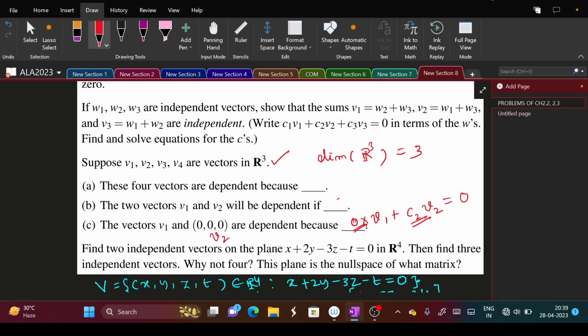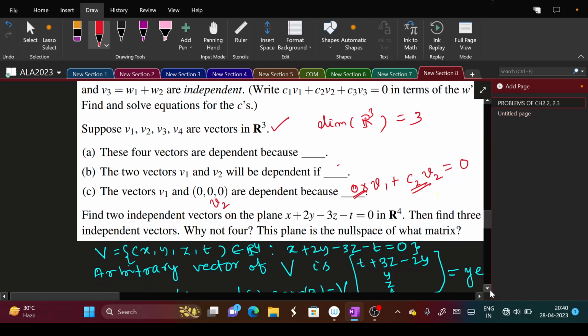Next question is, find two independent vectors on the plane x + 2y - 3z - t = 0 in R^4. First of all, two vectors. Then find three linearly independent vectors in R^4, and this plane is the null space of what matrix?